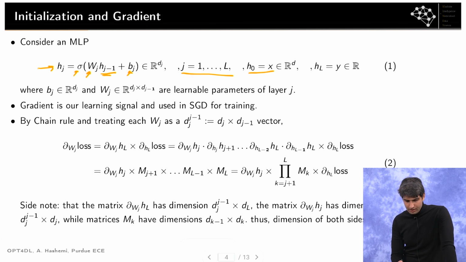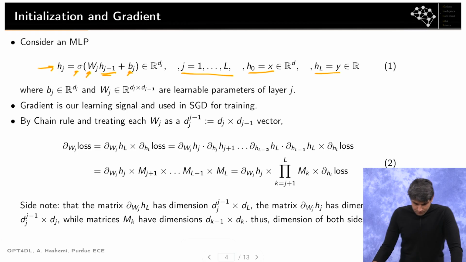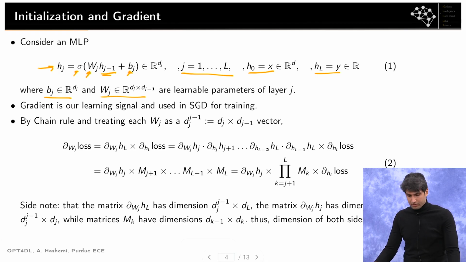Let's say we have L layers. The first input is X, and the last output is basically our prediction. As I mentioned, the b's are the biases, and the W's are the weights, which are the learnable parameters of, let's say, the j-th layer here. We mentioned that our learning signal is basically the gradient. That's the quantity we're going to use in SGD and other advanced training algorithms we're going to talk about to update the parameters of the model.